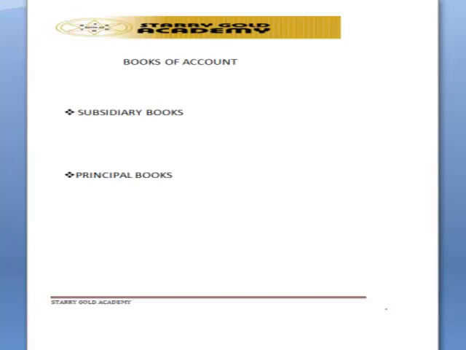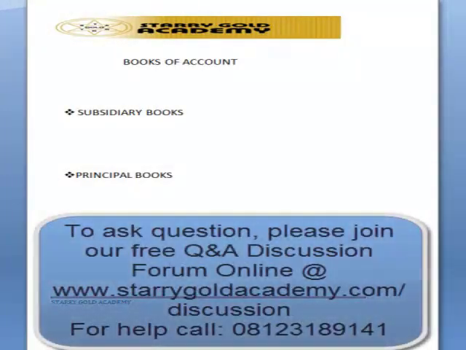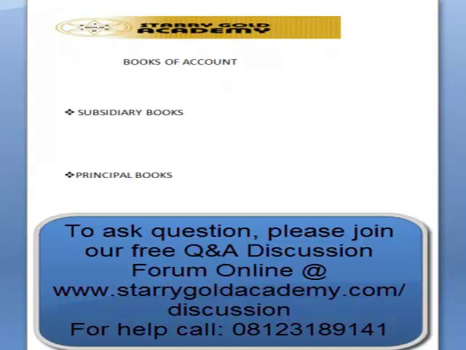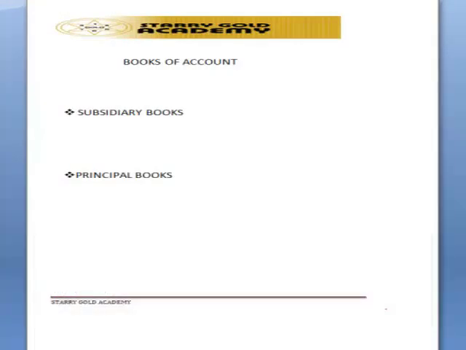It should be noted that the two books are very necessary in the recording of financial transactions, be it a credit transaction or a cash transaction. All transactions must pass through the books of account. As a result, it is necessary we look at these books of account together. The first one is what we call the subsidiary books. And we have the principal book.